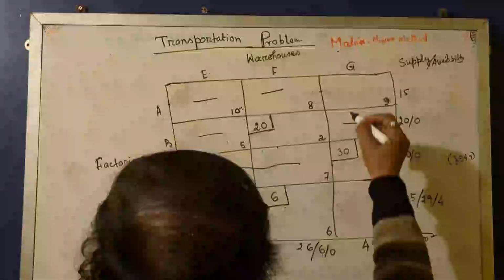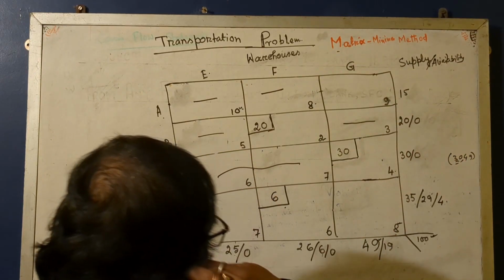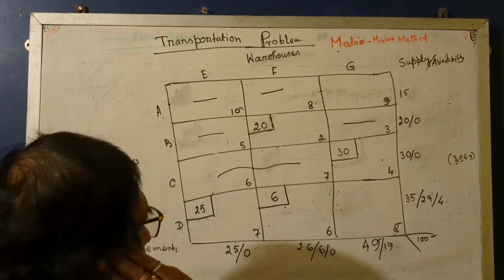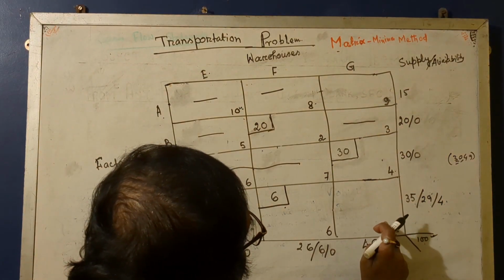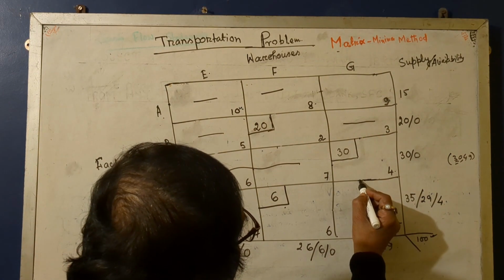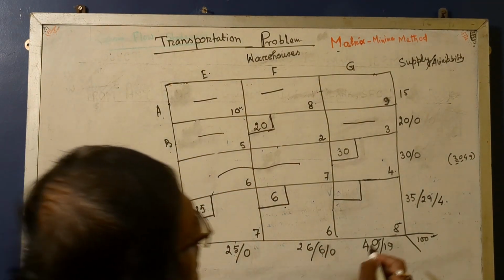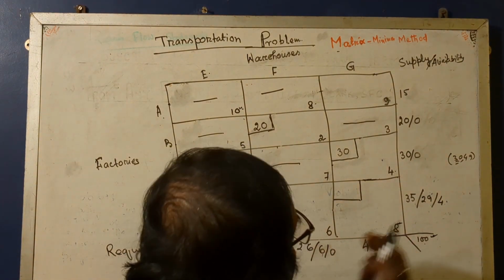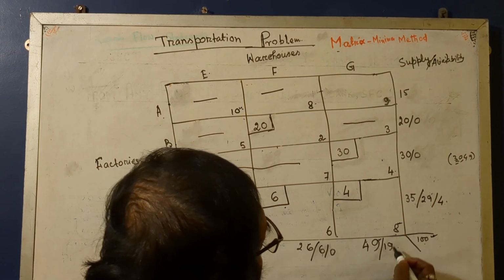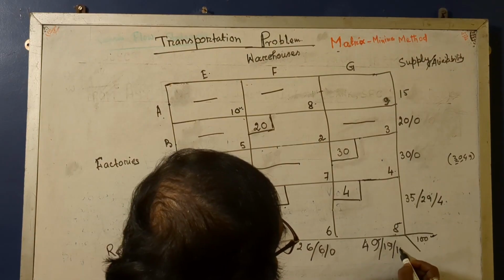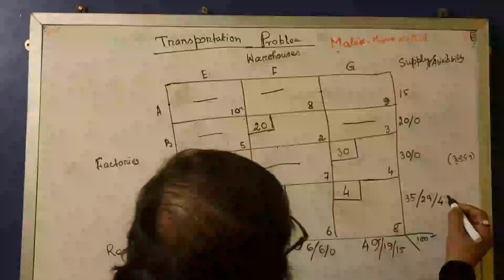Now the remaining cells to allocate are 9 and 8. Again select the minimum one out of 9 and 8. So the minimum cost is 8. That's why you have to allocate here. How much will you allocate? 4 and 19, the minimum is 4. That's why 4 will be allocated here, and the difference is 15 units requirement still available.